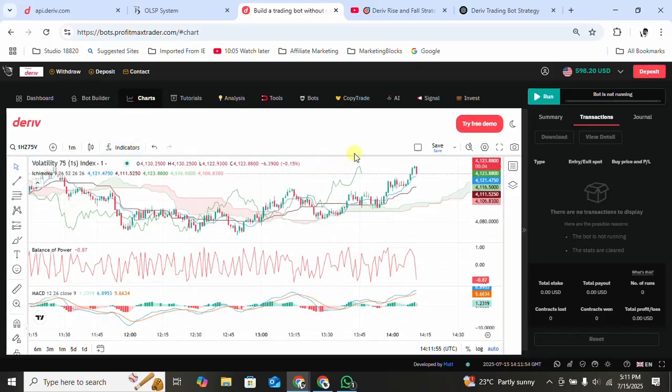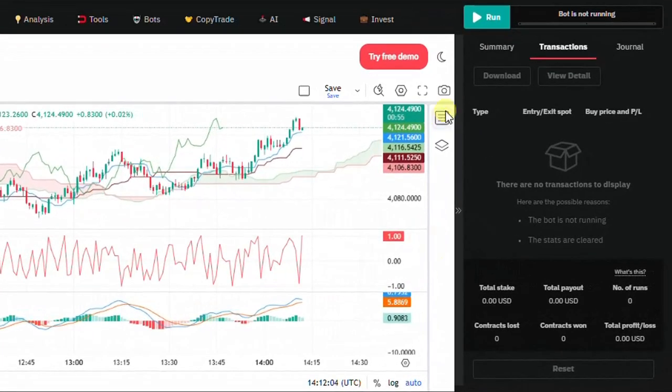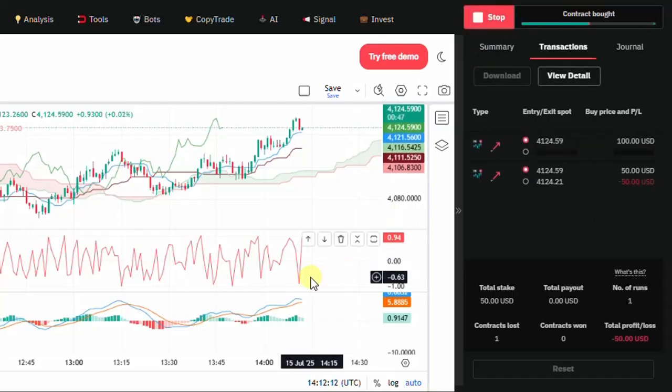So we now are on standby, but you can see our balance of power is showing us that the market now has gone below the 0. Okay, there we are. We now enter. Okay guys, I'm a bit late, but let's enter. So we've entered the market now. I've entered the market because you can see the balance of power is showing us that the market now is rising.